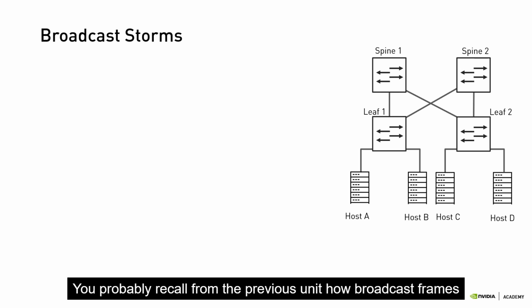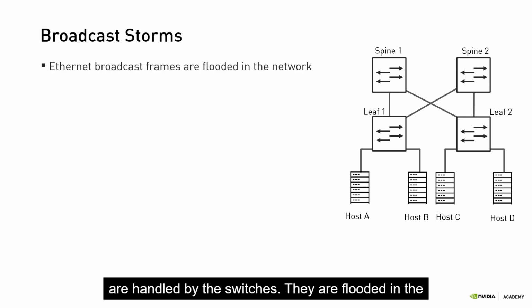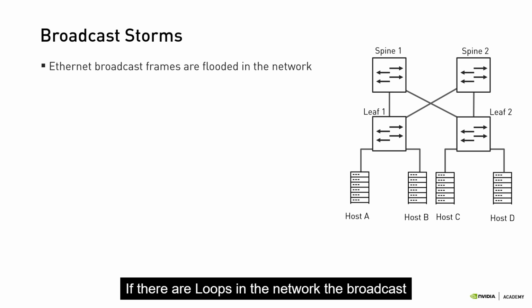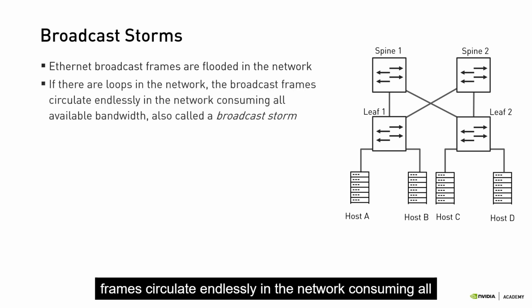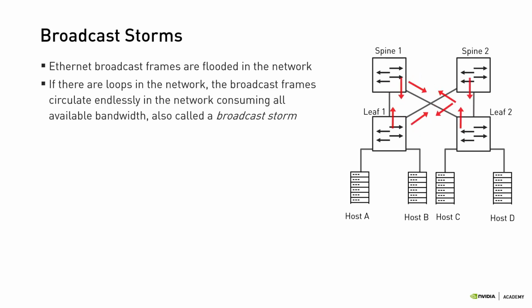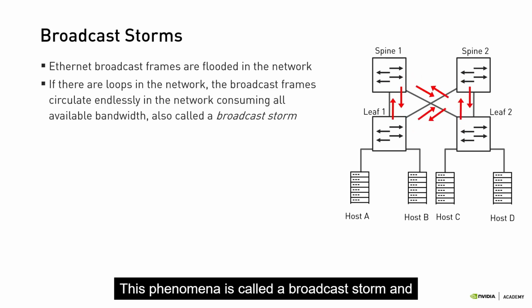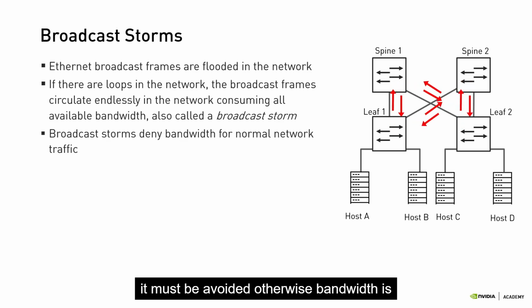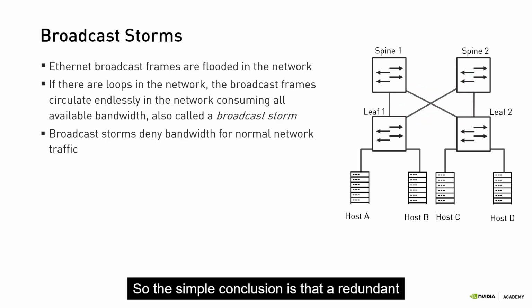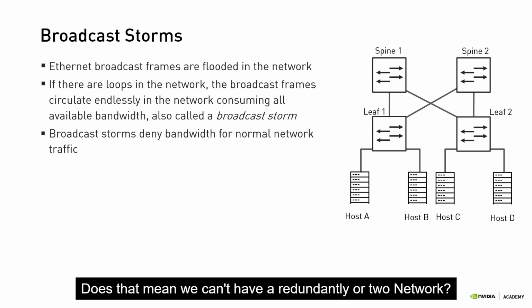You probably recall from the previous unit how broadcast frames are handled by the switches. They are flooded in the network. If there are loops in the network, the broadcast frames circulate endlessly in the network, consuming all available bandwidth. This phenomenon is called a broadcast storm, and it must be avoided. Otherwise, bandwidth is unavailable for normal network traffic. So, the simple conclusion is that a redundant layer 2 network design causes broadcast storms. Does that mean we can't have a redundant layer 2 network?